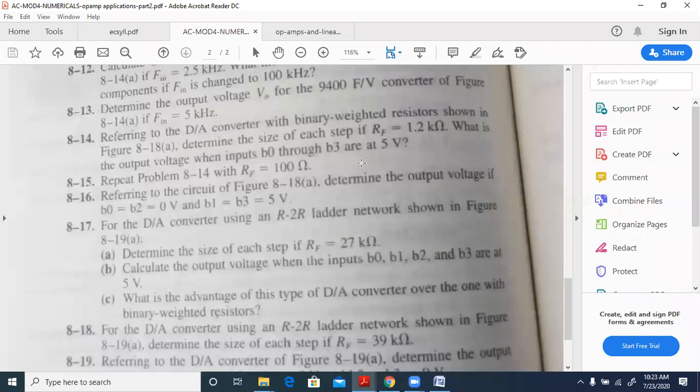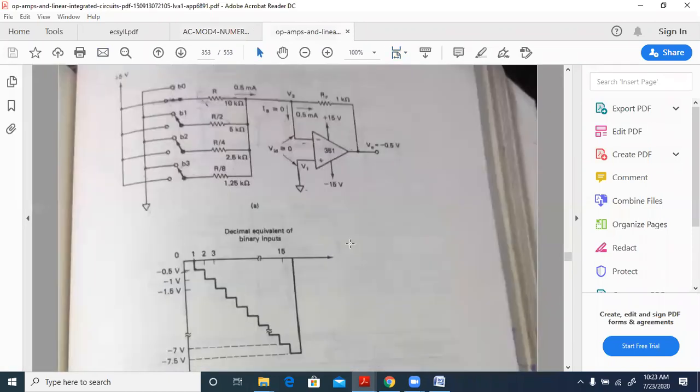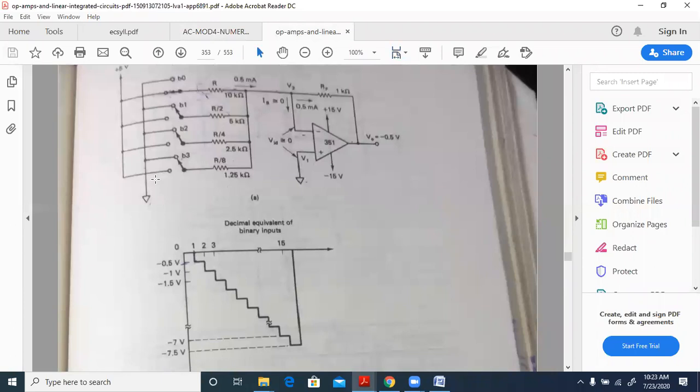So 8.18A. This is the figure which we have here, 8.18A. This is the DA converter, which is known as the binary weighted resistor DAC. That is because we have R by 2, R by 4, R by 8, and we'll have such resistors over here for the binary weighting. Okay, we'll have a full range of values.